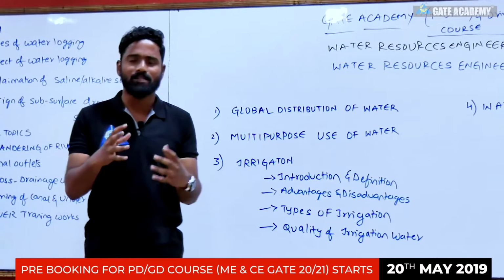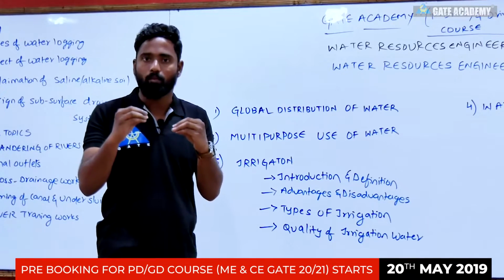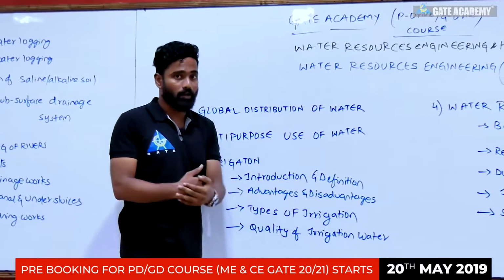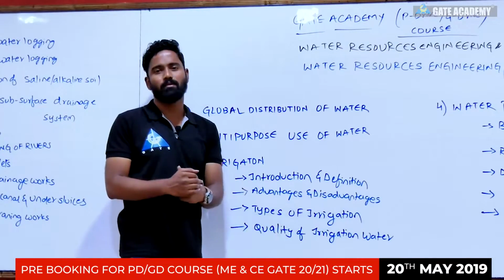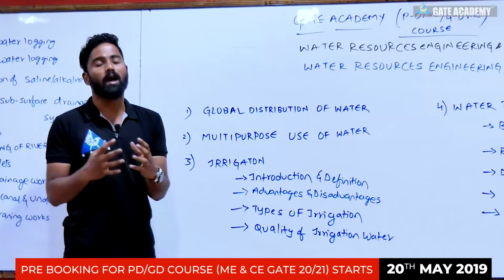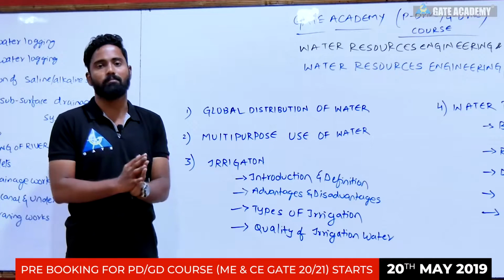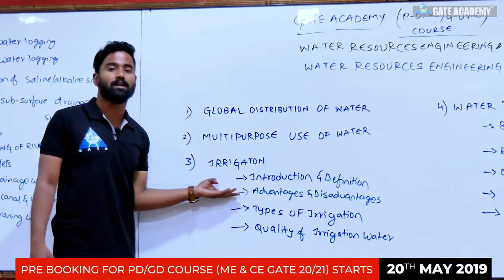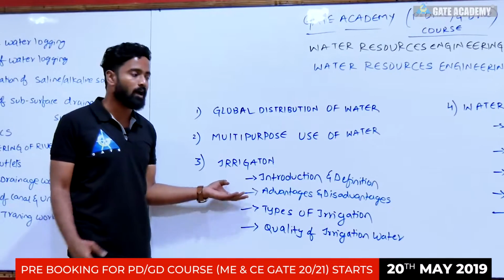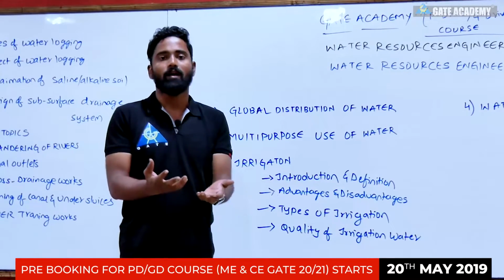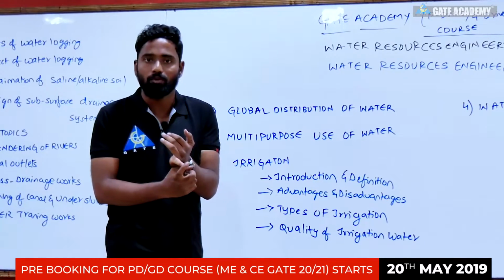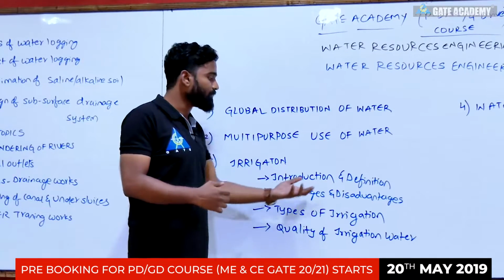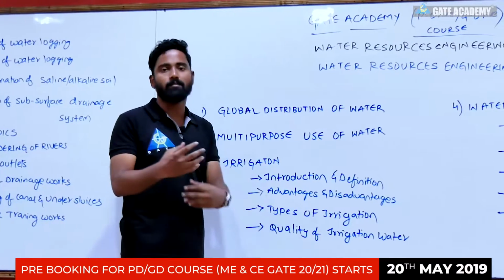Irrigation means providing water to the field or crops for its growth. The definitions might be asked in engineering service examinations in the conventional part. That's why the introduction and definition will be given to you, and then the advantages and disadvantages of irrigation. Advantages: you are providing water to the field for effective growth, that means in order to increase the yield, right? And then the disadvantages, the direct benefits and indirect benefits.